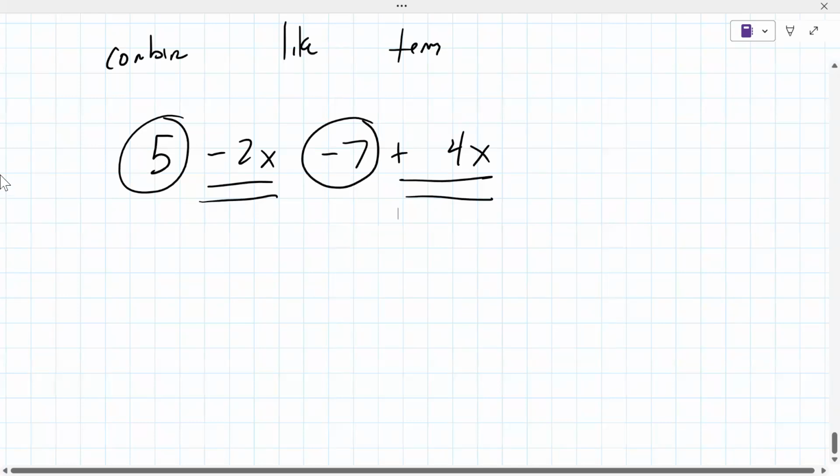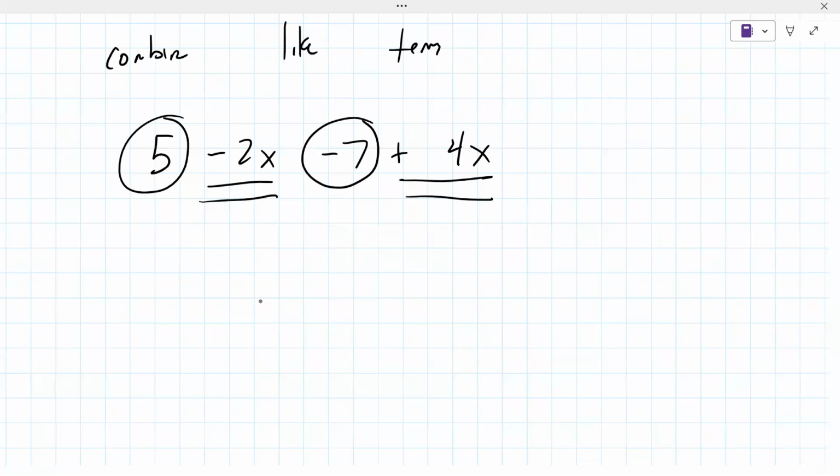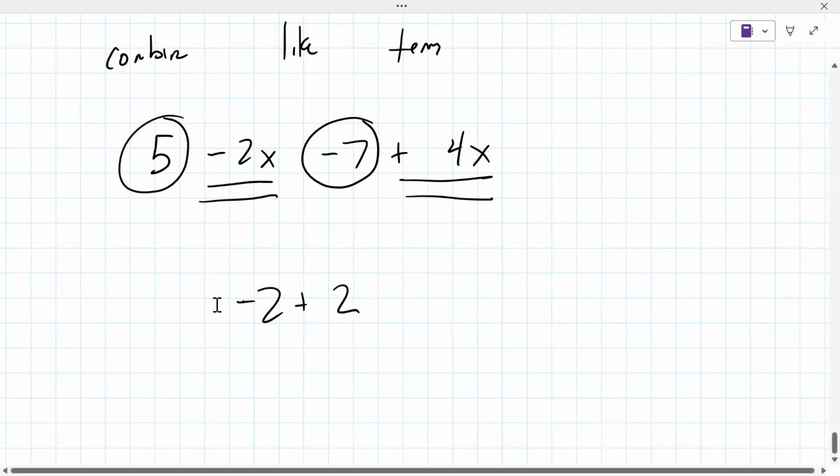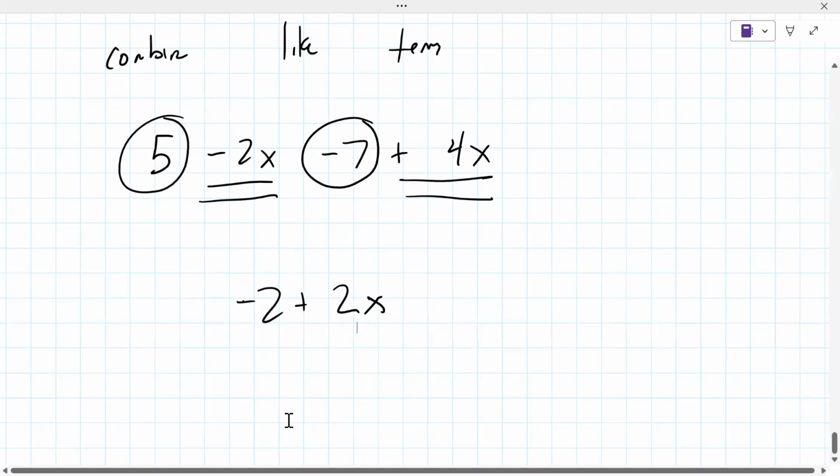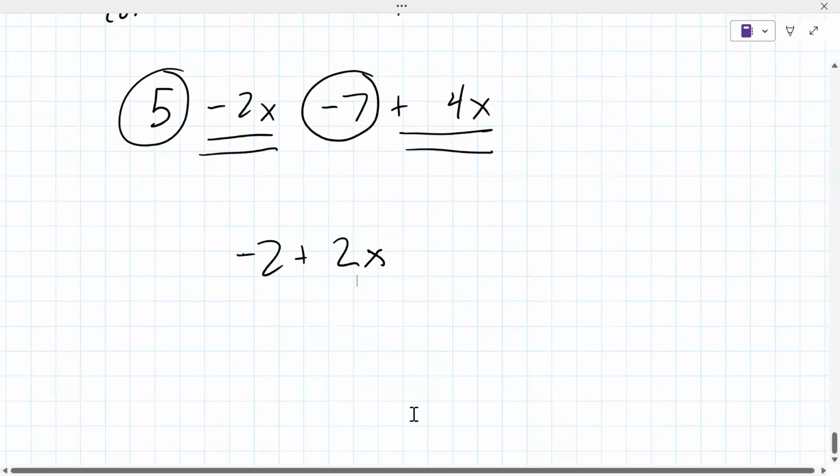Would it be -2 plus 2? So here's what you said. Is that what you wrote down, or is that what you meant? Wait, -2, I mean, yeah, -2 plus 2x. Yes, that x is very, very important. Okay, all right, that's good. Let's try another one here.